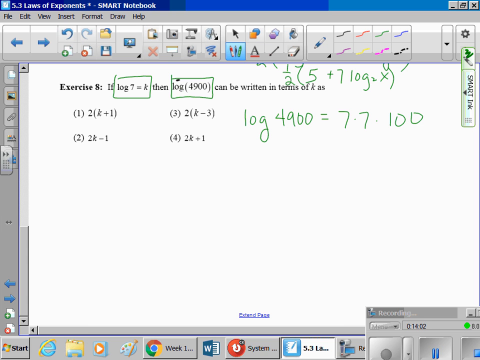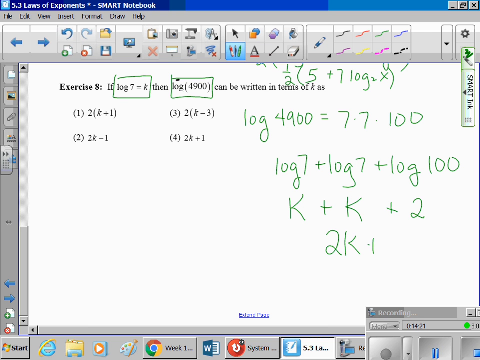So I can rewrite this as the log of 7 plus the log of 7 plus the log of 100, which I know is 2. And I know the log of 7 is k, so k plus k plus 2 is 2k plus 2, and I don't see that anywhere, but obviously if we distribute, we get 2k plus 2. So that's another little trick that math teachers and Regents exams play, is that they know how you're going to get your answer, and they don't put that exactly in the multiple choice questions. You have to manipulate it just a little bit. Again, it's just testing one more concept.